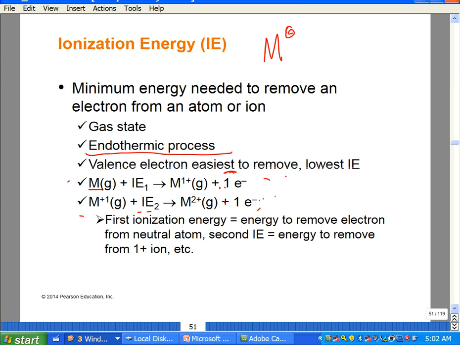then you're going to end up having a positive 2 ion there. And the ionization energy, the first one here, tells us how much energy we have to put in order to make that +1 atom and remove the electron. That's the first ionization energy. Here, IE2 is the second ionization energy. That's the energy required to remove the next electron.